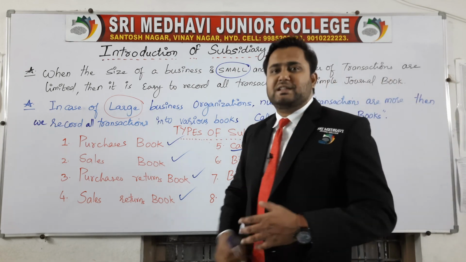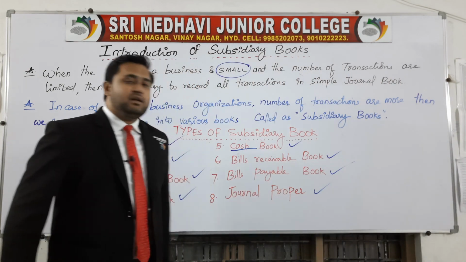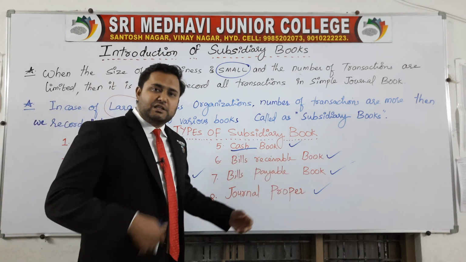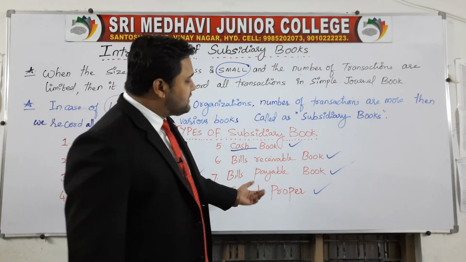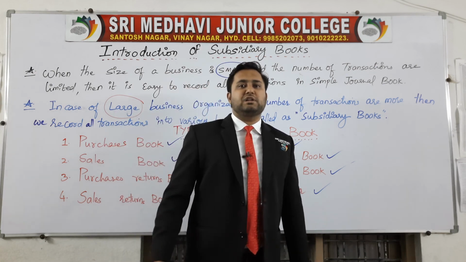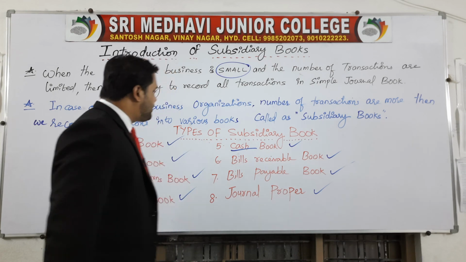Whereas all the cash transactions are going to be recorded into cash book, and the transactions which are related to bills receivable and bills payable are recorded in bills receivable book and bills payable book respectively. Journal proper is nothing but where we write the opening entry and closing entry.